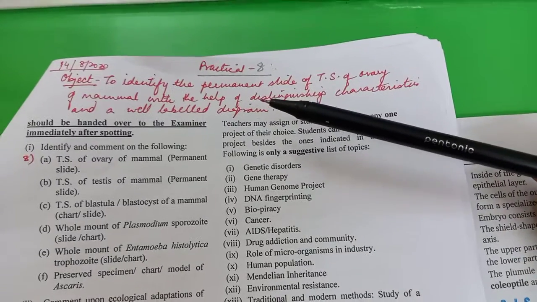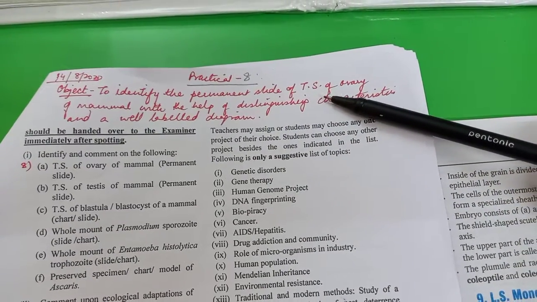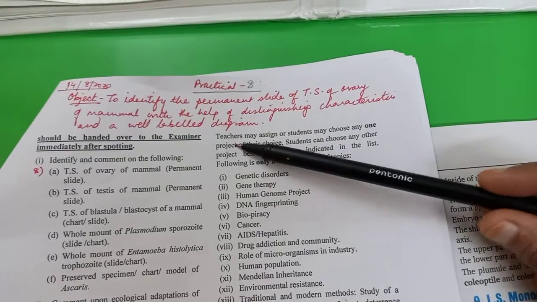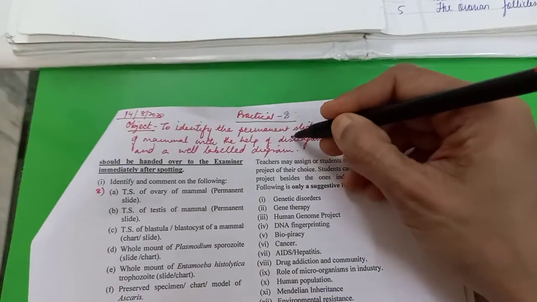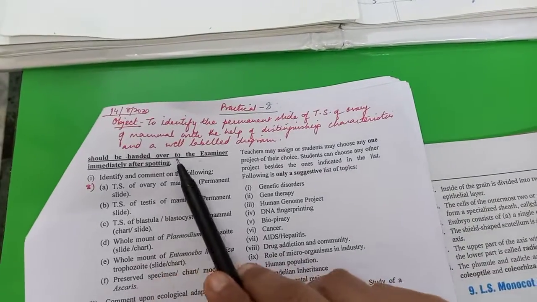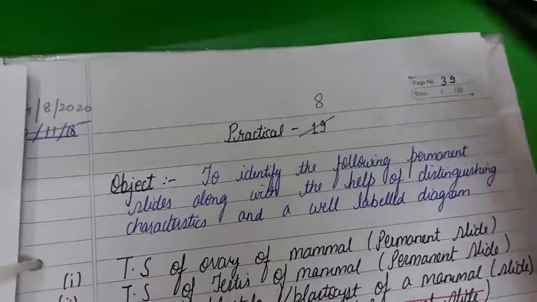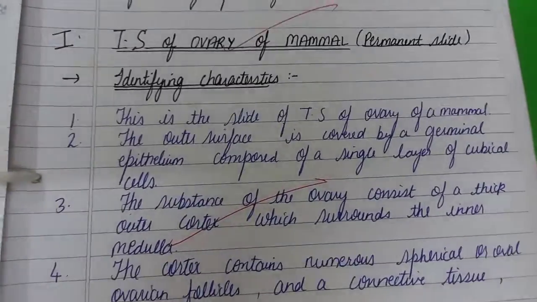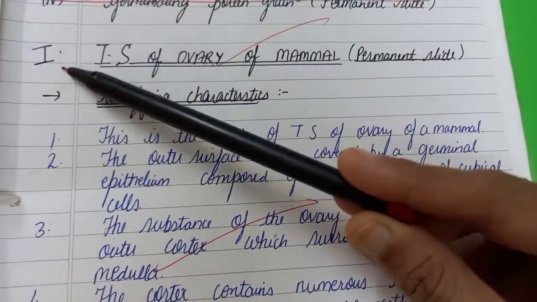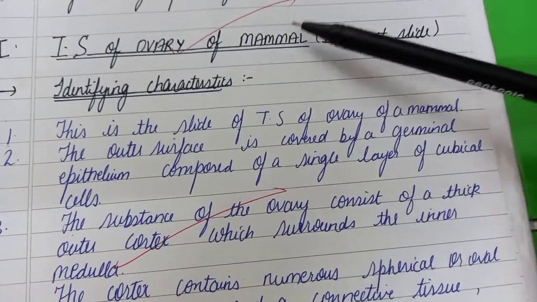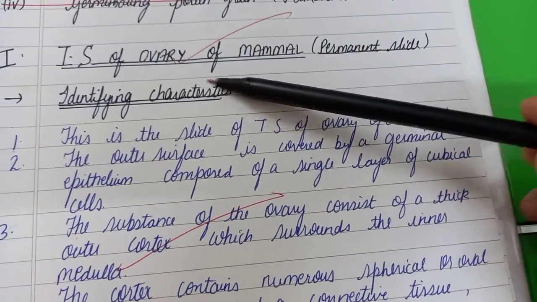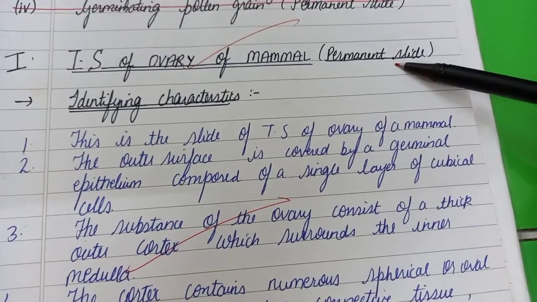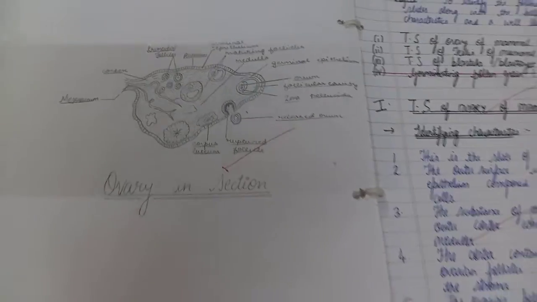Object: to identify the permanent slide of TS of ovary of mammal with the help of distinguishing characteristics and a well labeled diagram. So this will be your object, practical number, and the date, right? And then comes your heading directly. Don't write a number because you have only one practical just now, so there is no numbering. TS of ovary of mammal, and this is a permanent slide, right? So the description plus the diagram.